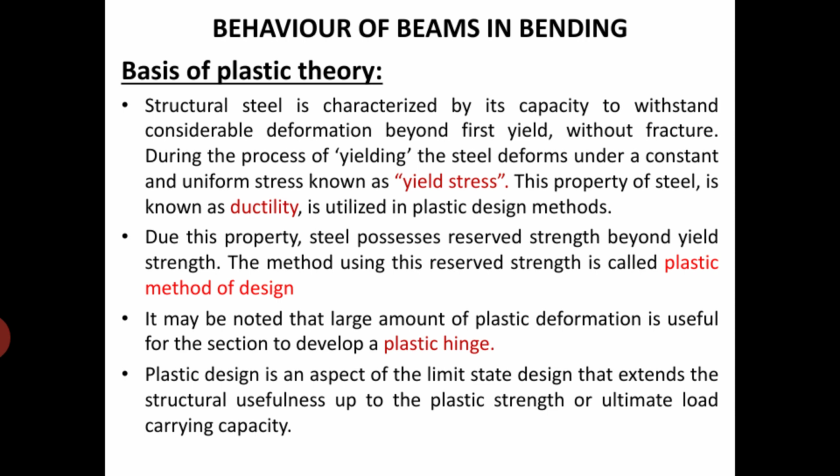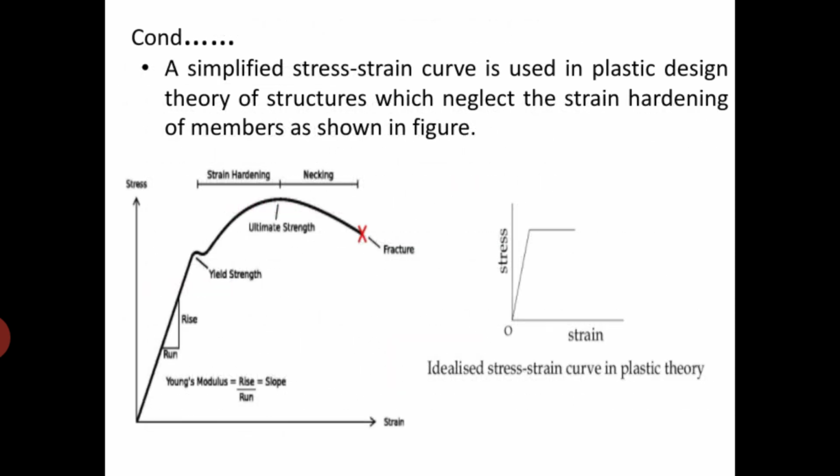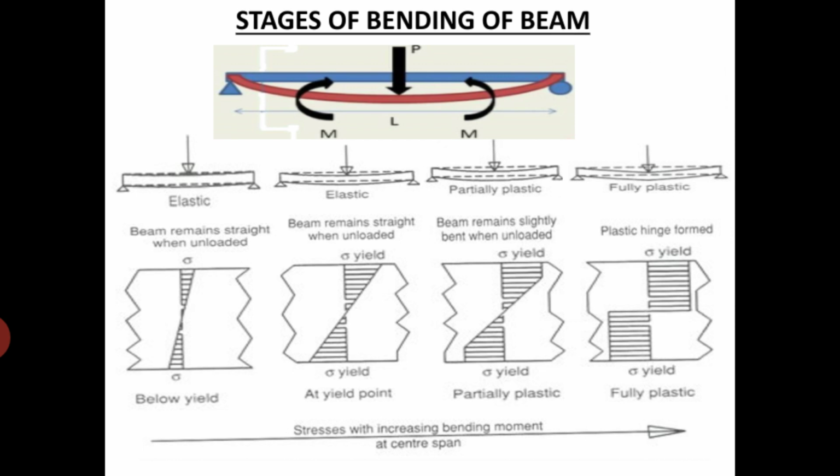Already you have seen in previous lectures the basis of plastic theory, ductility, yield stress, then the plastic method of design and the plastic hinge formation. These all we have discussed in a previous lecture. And also we have seen the stress strain curve for steel, then the idealized stress strain curve in plastic theory. And even we have seen the stages of bending of a beam. This is very important for the classification of sections, which I am going to discuss next.